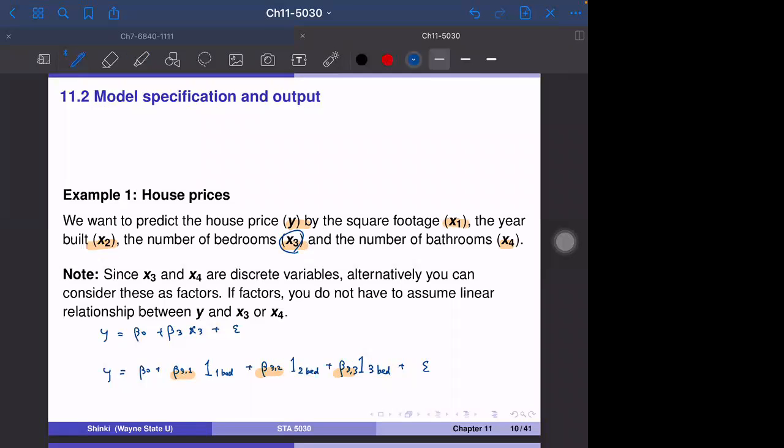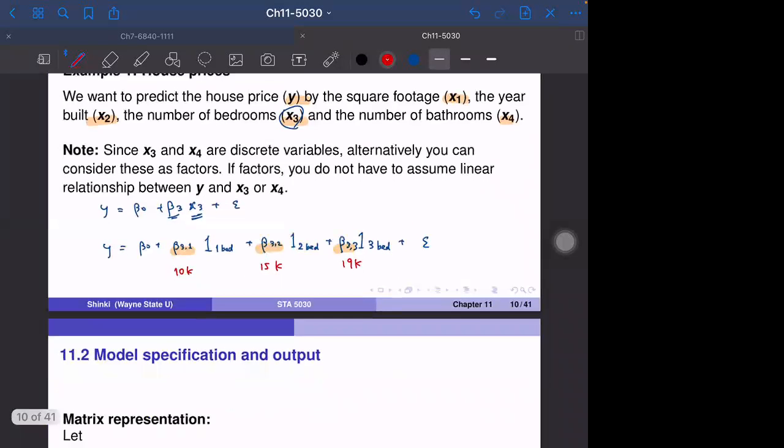In a linear model, each additional bedroom always makes the y value beta 3 larger. But here we can set, for example, the first bedroom to be $10,000 higher, the second bedroom only 5,000, so the total is 10 plus 5, maybe 15, and the third we have 19 or something. So we don't have to make this proportional to the number of bedrooms. Then the model becomes more flexible, but we have more terms, so it's a more complicated model.